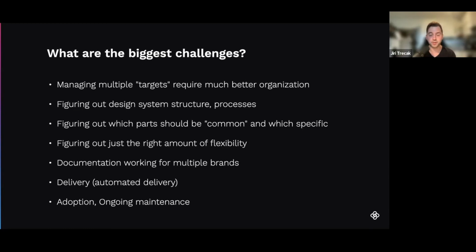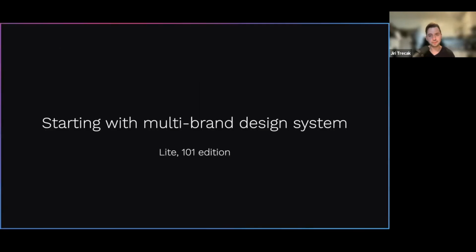Then there is, of course, all the standard stuff that you would expect. Documentation is hard because there needs to be more documentation. It's more sophisticated. Delivery is hard because you are not working with one target, but maybe like 16 targets as one of the companies that we have on board. And adoption, ongoing maintenance, and so on, the standard stuff that is inside the design system, again, all magnified by the scale of the problem.